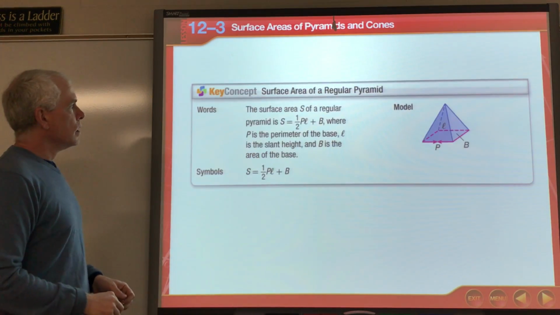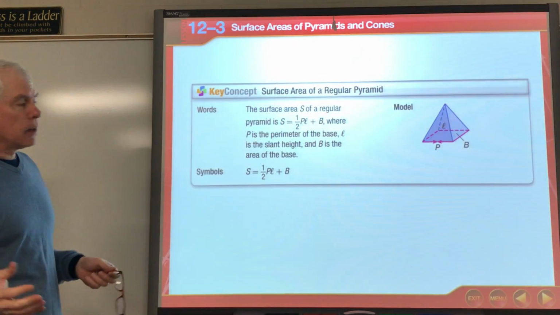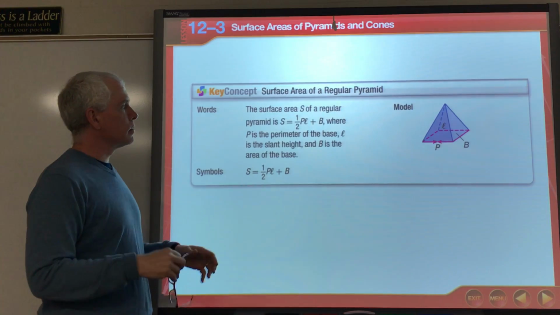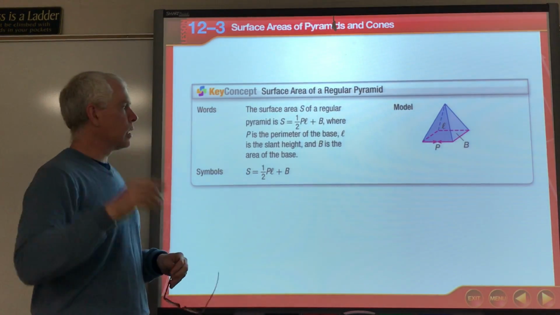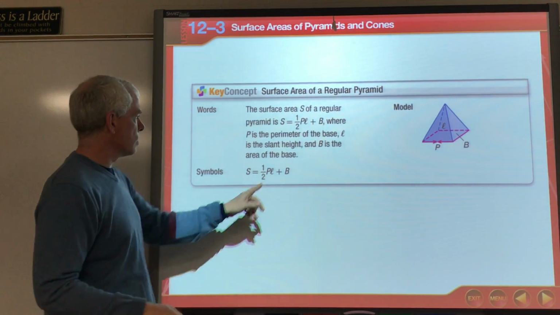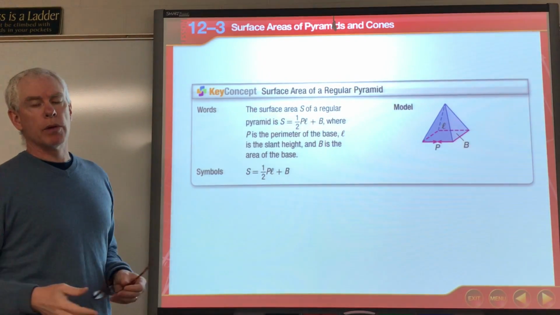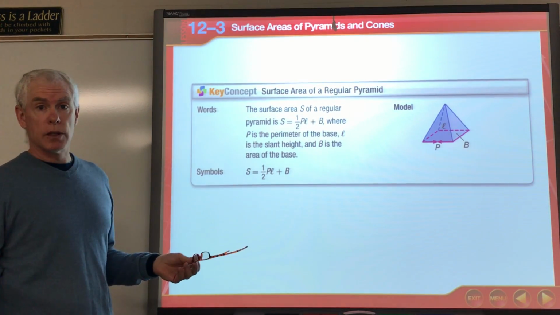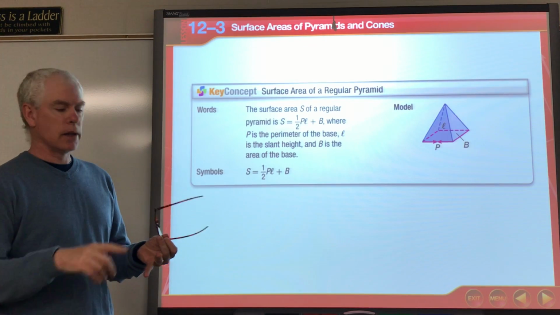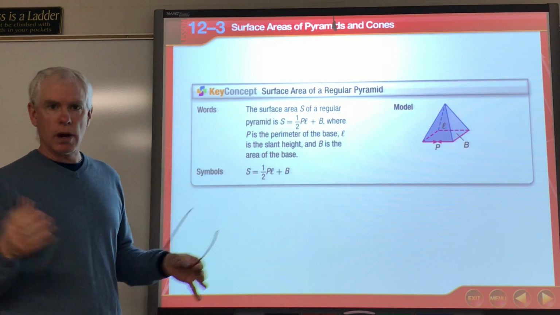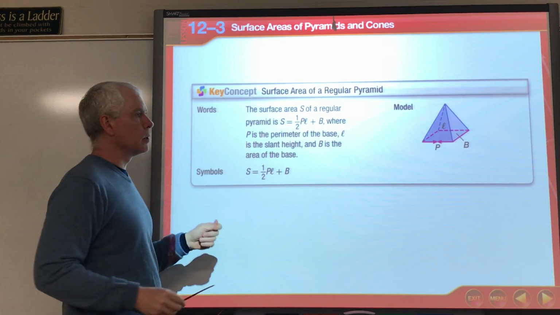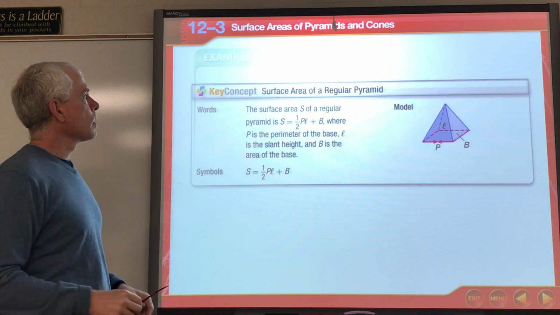Okay. The entire surface area is pretty similar, right? It's the lateral area around the outside plus the base. You got to include the base. So this capital B is the area of the base. Again, now we got to lean on what we learned in chapter 11. What formulas do we have for a regular pentagon or a triangle or a square or whatever we're dealing with? So make sure you have those formulas at hand as well.